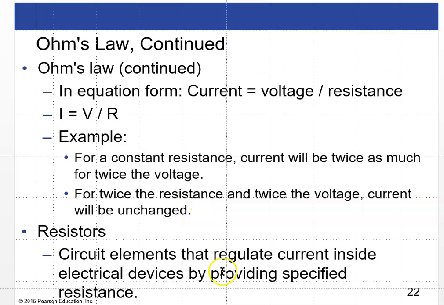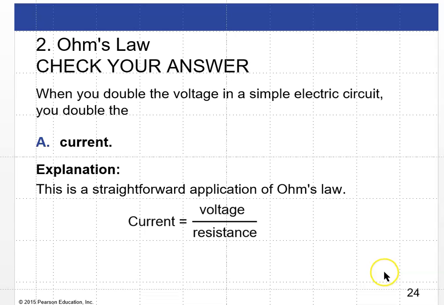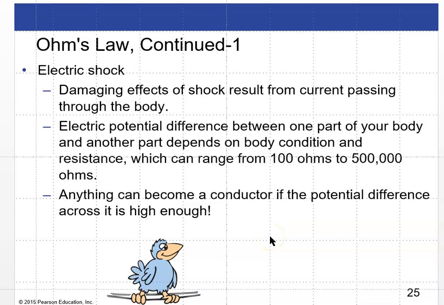Now, resistors are circuit elements that regulate the current inside of electrical devices by providing specific resistances. When you double the voltage in a simple electrical circuit, you will double the current, okay, because the voltage is on top of the Ohm's law.